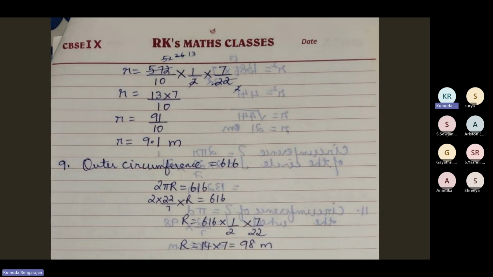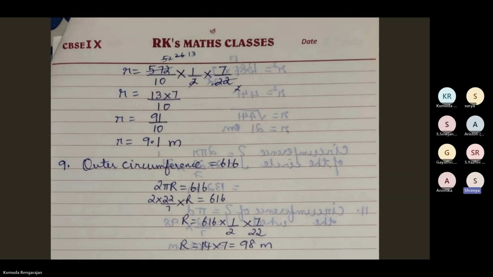You can simplify 572 and 22 in the tables of 11. In fact, directly you can do it in the tables of 22, but you can do 11 first. 11 twos are 22 and 11 52s are 572. And then again in the tables of 2. So on simplifying, you get 13 into 7 by 10, 91 by 10, which is 9.1. The radius is 9.1.